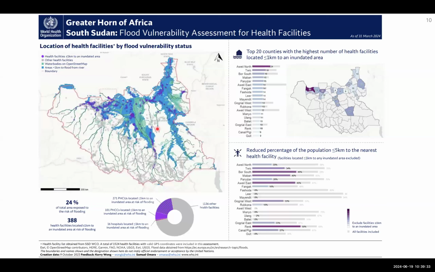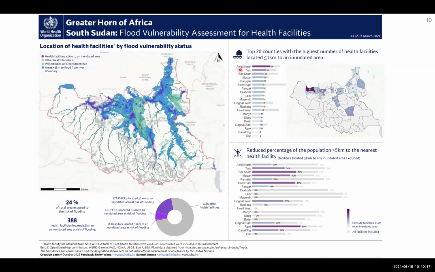And out of that, we were quickly able to pick out that in South Sudan, 24% of the country is at risk of flooding or vulnerable to it, based on just the areas itself, the flood marshes and all that. And out of that, we picked out about 388 facilities where health facilities were located within less than 1 kilometer to a flood-prone area. And then we broke that down into, of course, the different categories of health facilities based on the data received from the country office, as you can see from this pie chart.